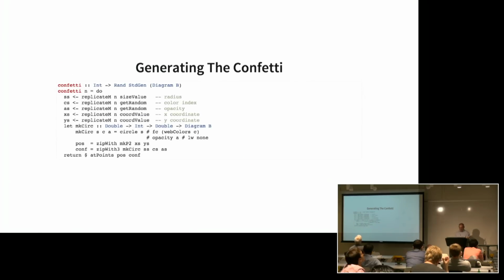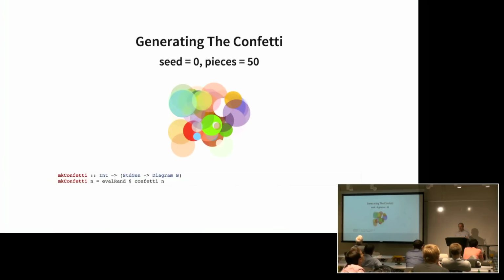So when we build the confetti with that, we give the algorithm a random seed of 0. We pick 50 pieces of confetti, and we get something like that. And just really easy. evalRand takes the random number generator out of the monad. I have to pass this in a random number generator, and I get the confetti.